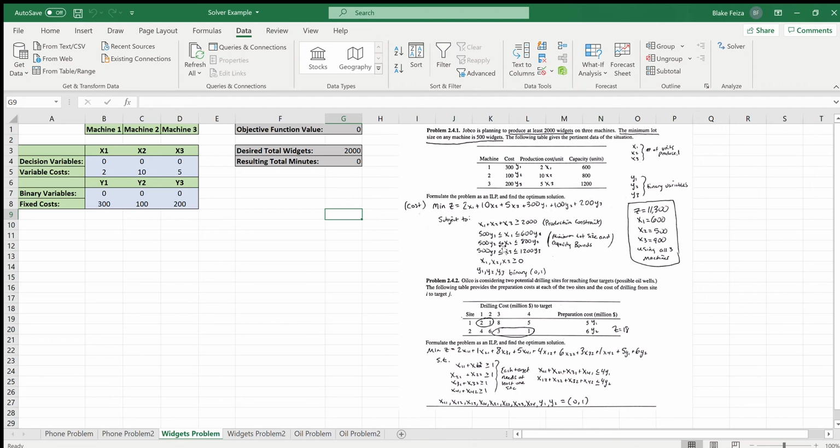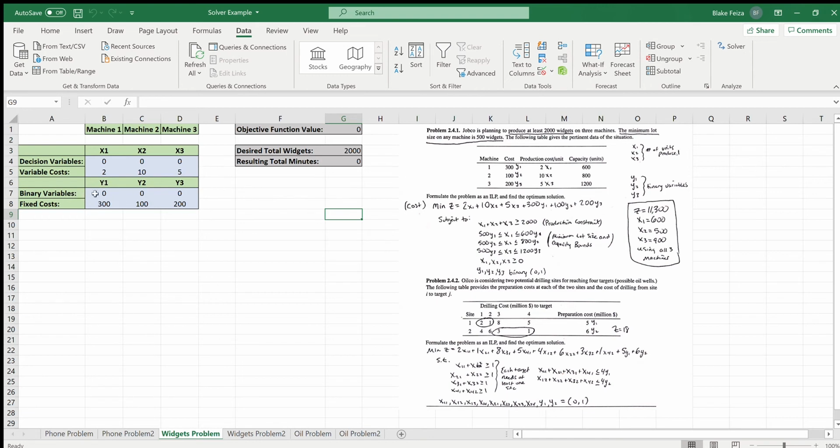Then 500y2 less than or equal to x2 less than or equal to 800y2. Again, that lower bound 500 and the upper bound 800 from the capacity. And then for machine 3, 500y3 less than or equal to x3 less than or equal to 1200y3. Then we have our non-negativity constraint, of course, x1, x2, and x3 all greater than or equal to 0, and y1, y2, and y3 are all going to be binary. So here we do have the table set up from that, where we have machines 1, 2, and 3, and then the x's, which again start off with the zeros, and then we have our variable cost straight from the problem, 2, 10, and 5, which are right up here.